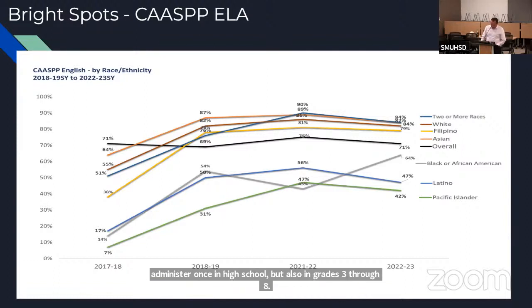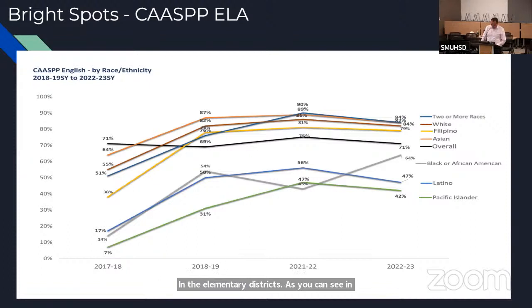As you can see in this data for language arts, we've administered the assessment a total of 5 times. In case you were keeping score, we've actually administered it 5 times total in the life of the assessment because of the pandemic. There's 2 years missing, right? 2020 and 2021 are not on that because we didn't administer the test.